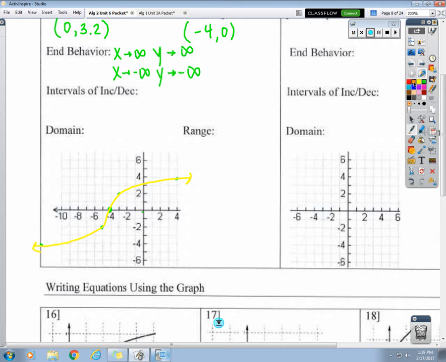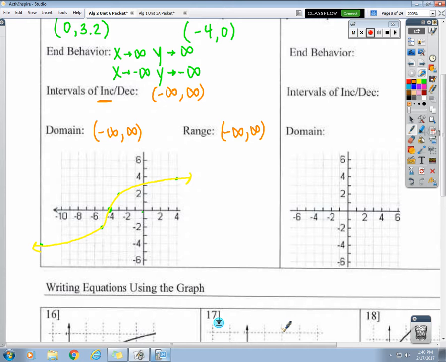Is it increasing or decreasing? It's increasing. When did it start increasing? Right, and when did it quit? It doesn't, so infinity. This is also your domain. What's your range? Same thing. For all cube roots, they have domain and range of all real numbers. They go up, down, left, and right forever.